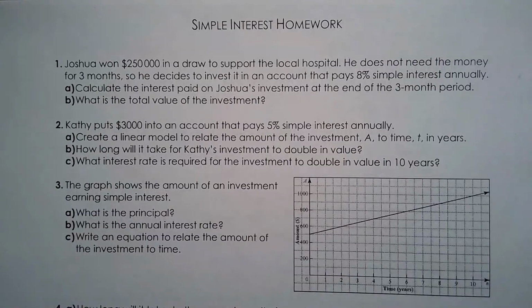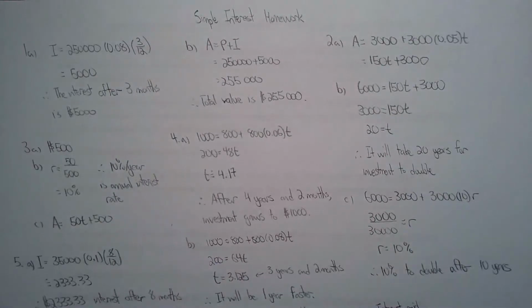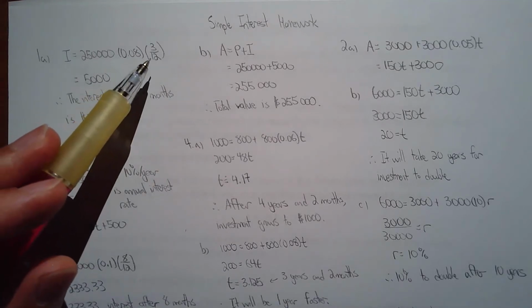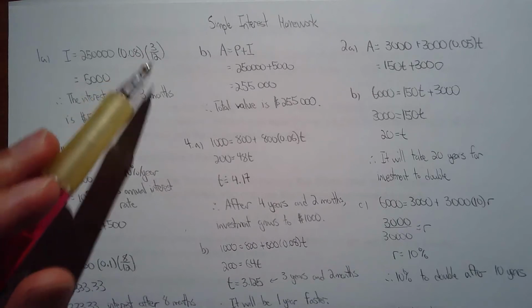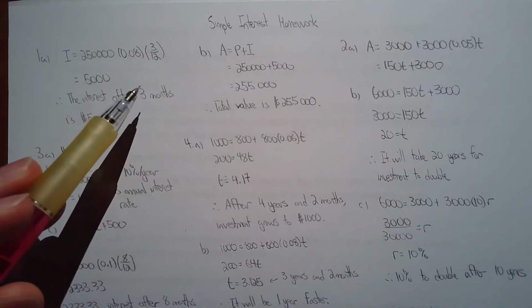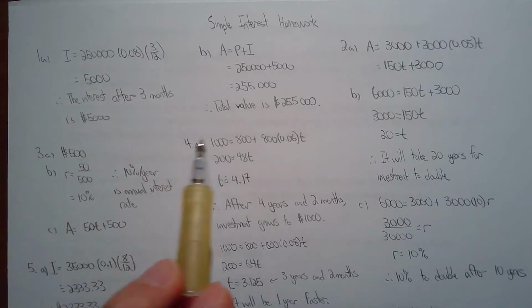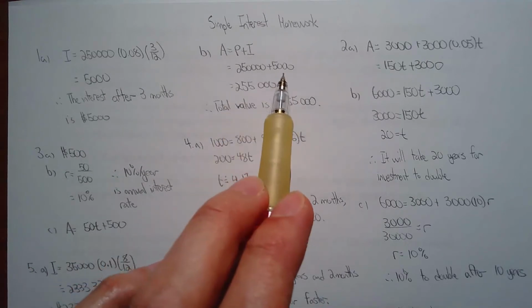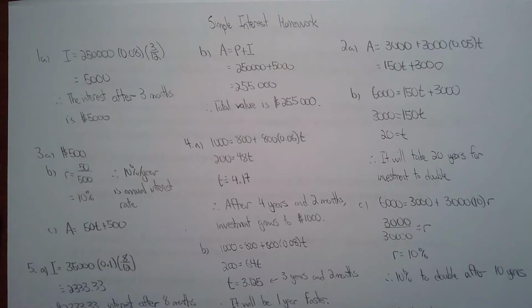In this video, we'll take up the simple interest homework sheet. So we're calculating interest after 3 months. So instead of 1, it's now 3 over 12 because it's 3 months and there are 12 months in a year. What's the total value of the investment? Well, you take the principal and you add the money from the bank, the interest. So that's $255,000.